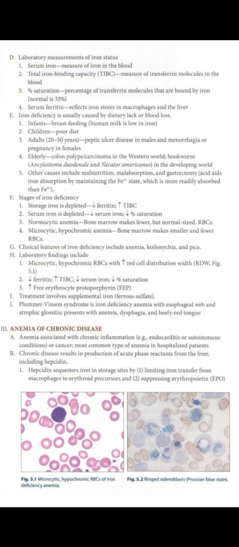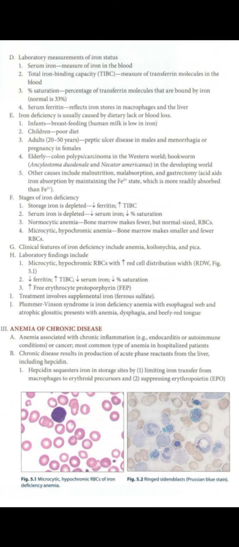Normocytic anemia: bone marrow makes fewer but normal sized RBCs. Microcytic hypochromic anemia: bone marrow makes smaller and fewer RBCs. Clinical features of iron deficiency include anemia, koilonychia, and pica. Lab findings include microcytic hypochromic RBCs with more red cell distribution width, less ferritin, more TIBC, less serum iron, less percentage saturation, more free erythrocyte protoporphyrin.